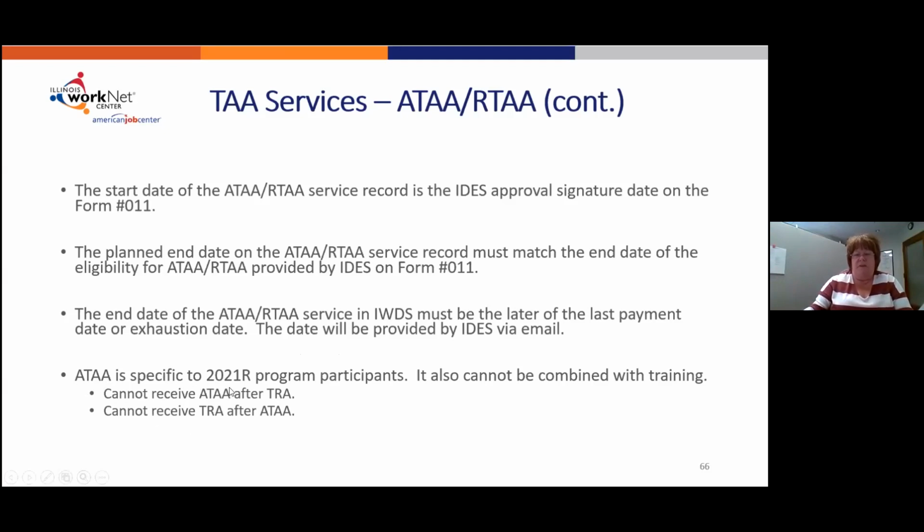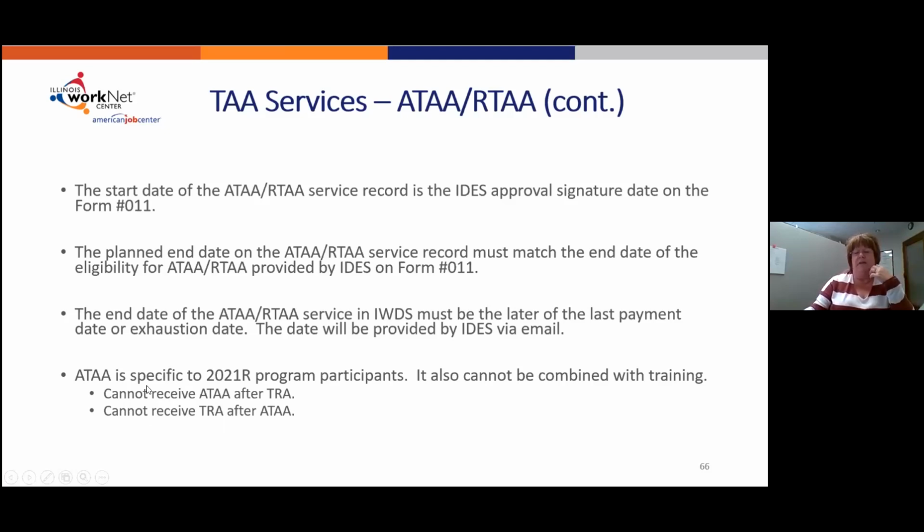ATAA is specific to the 2021R program participants. It also cannot be combined with training. So for instance, they cannot receive ATAA after they've received TRA. If they've been in a training program, they aren't eligible for ATAA. They cannot receive TRA after ATAA either. So if they receive ATAA, then they can't go to training.